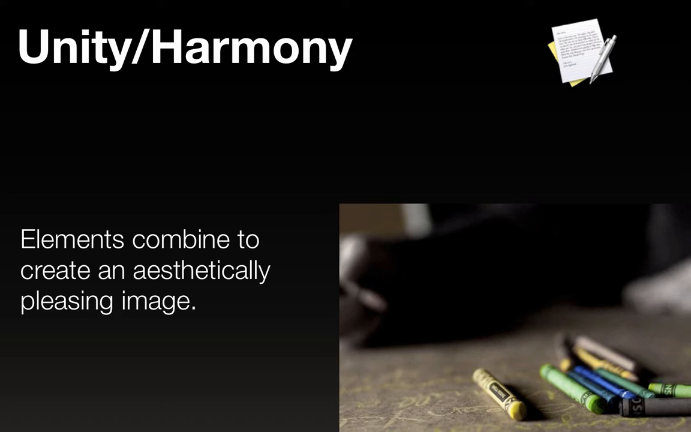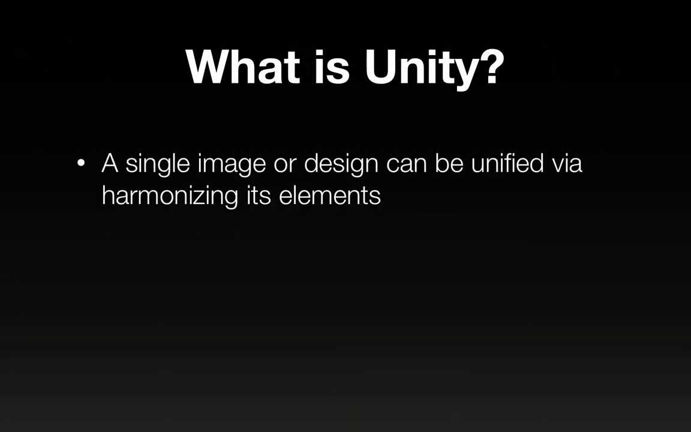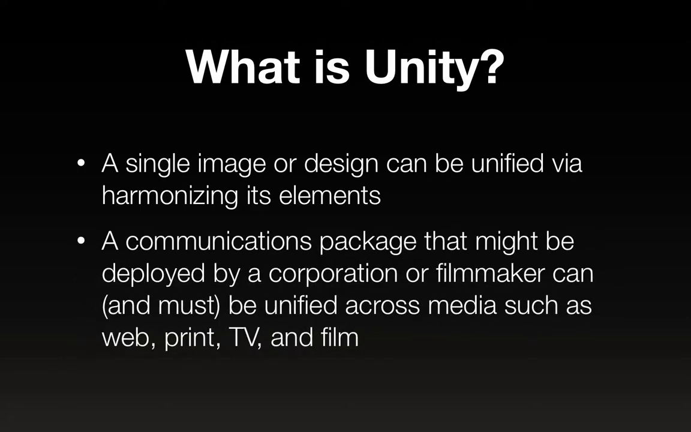So unity kind of comes in a lot of different flavors. Visual unity: every element in the image works together, combining to create a pleasing whole. Harmony is more or less a synonym for unity. That's kind of a simplified explanation. What is unity? A single image or design can be unified by harmonizing its elements.